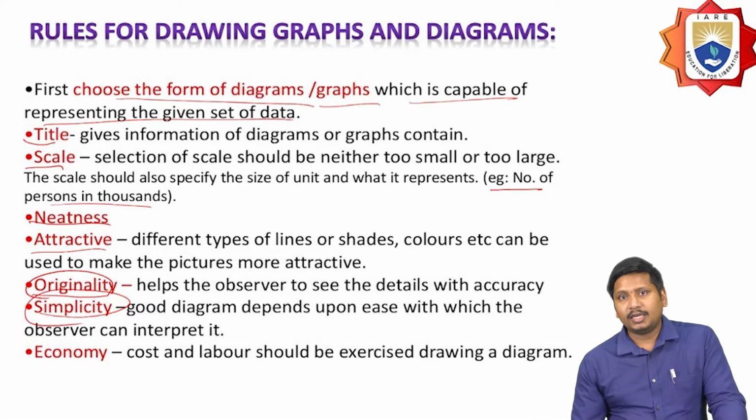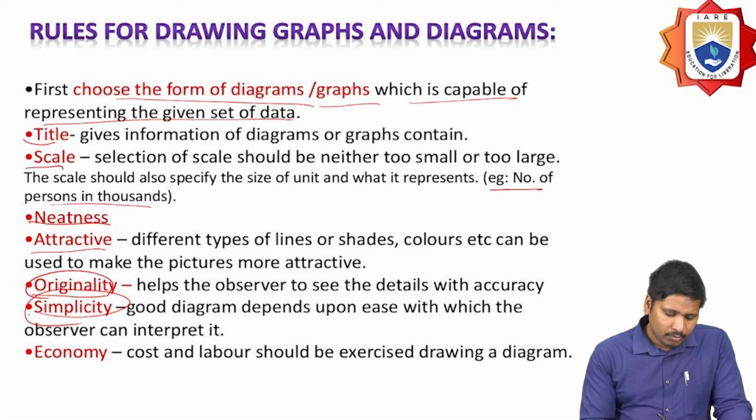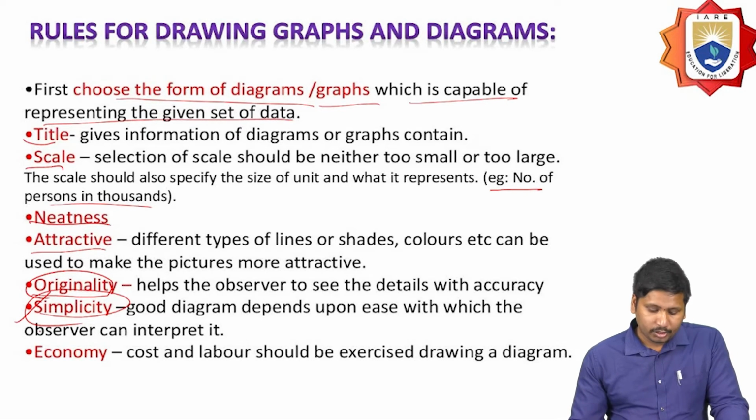So whatever diagram we have, simplicity is a very important factor, so that the observer can easily understand and interpret it. And economy: economy means the cost and labor should also be economized in drawing the diagram. So these are some of the rules we have to follow for drawing graphs and diagrams, right?